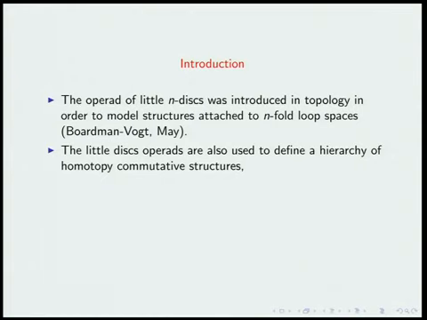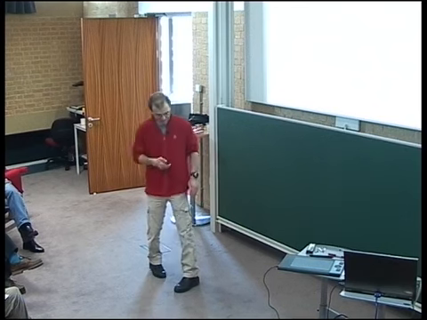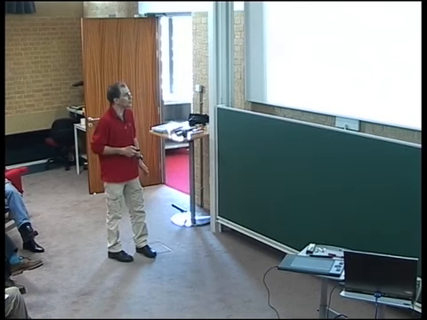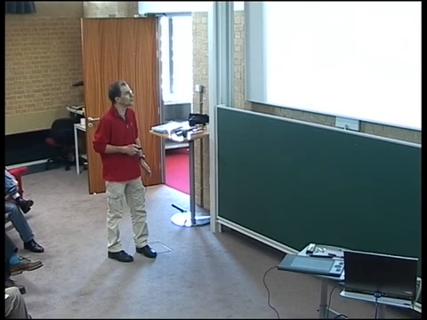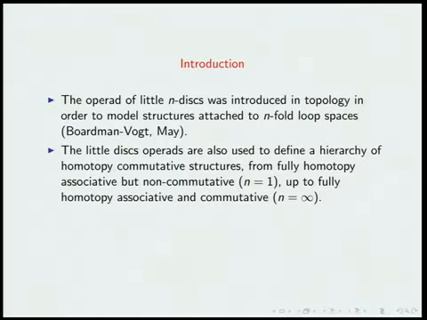Okay. And I would like to say that little disk operads are also used to define a hierarchy of homotopy commutative structures. So this starts with homotopy associative but non-commutative. So there is an index here, n. So this starts with n equals 1, where you get a structure which is fully homotopy associative but not commutative at all. And the hierarchy goes up to fully homotopy associative and commutative, and this is for n equals infinity. And you have a range of intermediate structures which are in some sense commutative up to some degree only.